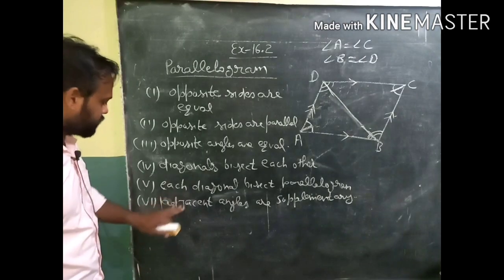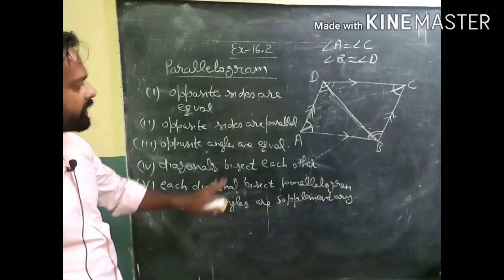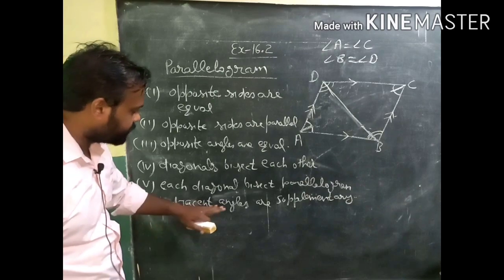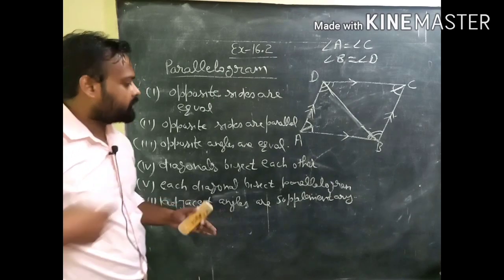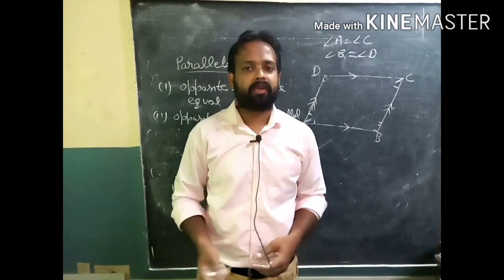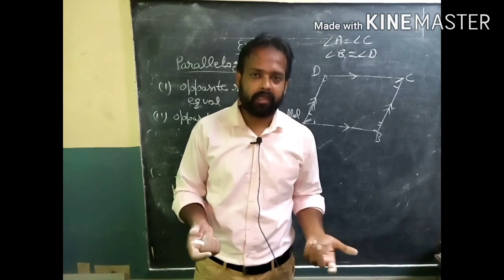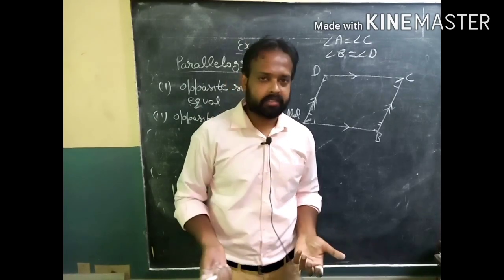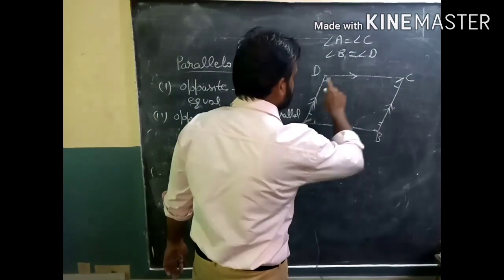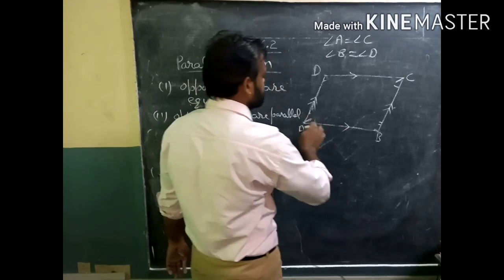So the last point is that adjacent angles are supplementary. It is a very important point that we have to use while solving the sums. So you have to understand this sixth point very well, that adjacent angles are supplementary. What are supplementary angles? Suppose two angles are given to you. If the sum of these two angles is 180, then we can say that these two angles are supplementary angles. In a parallelogram, the sum of adjacent angles is always equal to 180. What are the adjacent angles?